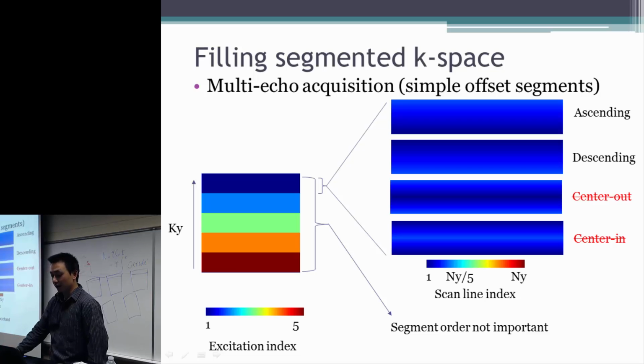So this is actually much faster than the previous scheme. Usually we would use an EPI-like readout to collect each segment's data. As we will see later, for EPI readout, we can only afford to do ascending and descending reordering for each segment. And the segment order here is not important, because for each segment the signal is totally identical except for the phase encoding, including the TE and so on.